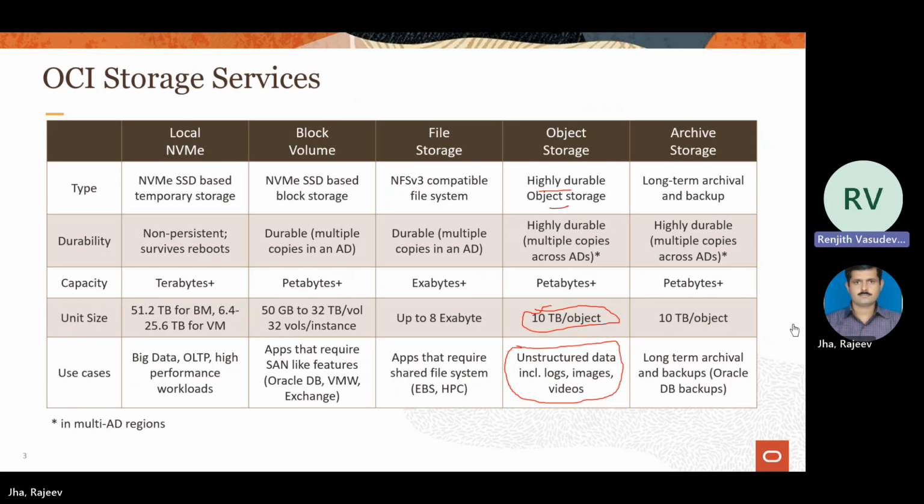In simple terms, two terms come into the picture. Nowadays, the capacity for object storage has increased, and it may even be unlimited, so it depends. And archive storage is also a similar type of object storage, where you can store anything which needs long retention. Long retention means, for example, a backup file which you need to keep for 7 years or 10 years. In those cases you can use archive storage.